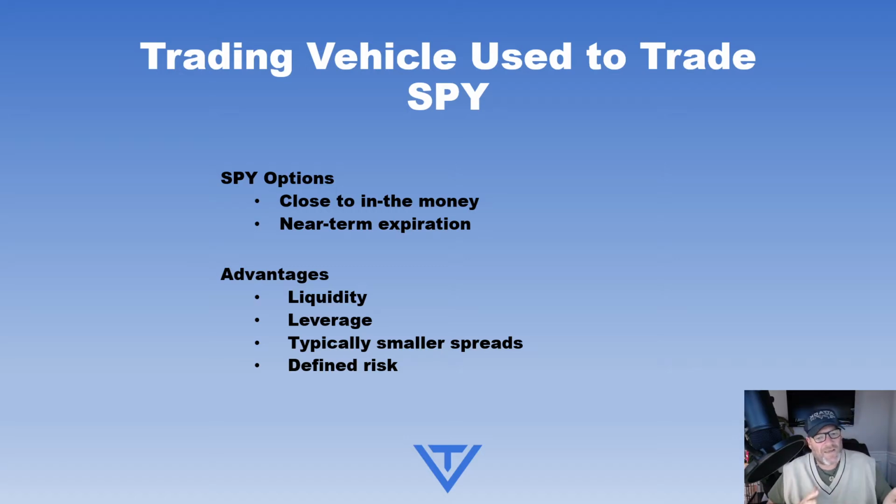But with SPY, there's a lot of traders in SPY. So you have a lot of liquidity at many different options as far as strike levels. And then also options obviously give you leverage. One contract controls 100 shares of a particular security, so it gives you a lot more leverage. And then also you typically see smaller spreads, and you have defined risks. So that's important. That's why we like to use the SPY options, rather than trading the SPY.